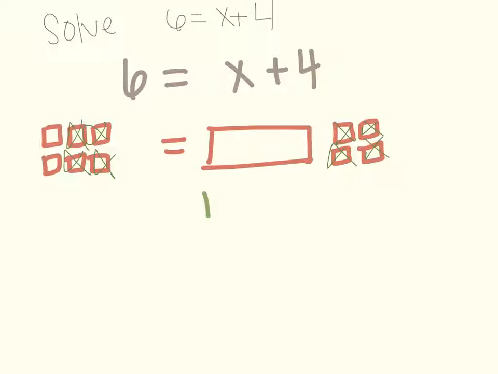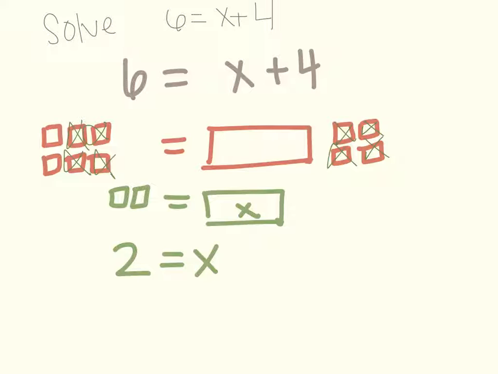That leaves me with one x variable equals 2, or 2 equals x. And I can flip that around to say x equals 2, meaning the same thing. Let's plug it back in to check. If x equals 2, then I have 2 plus 4 equals 6, which is true.